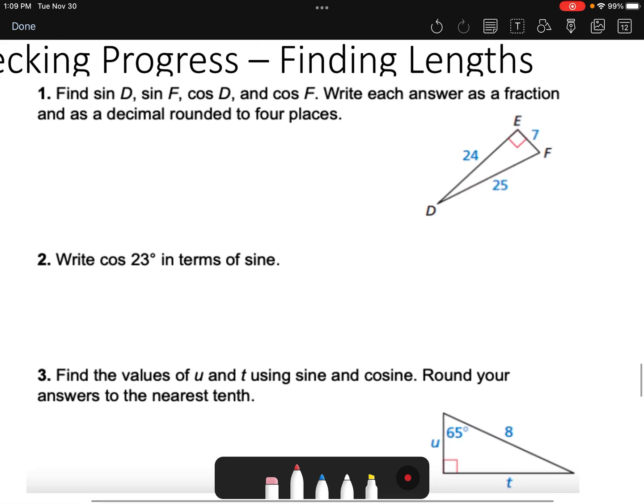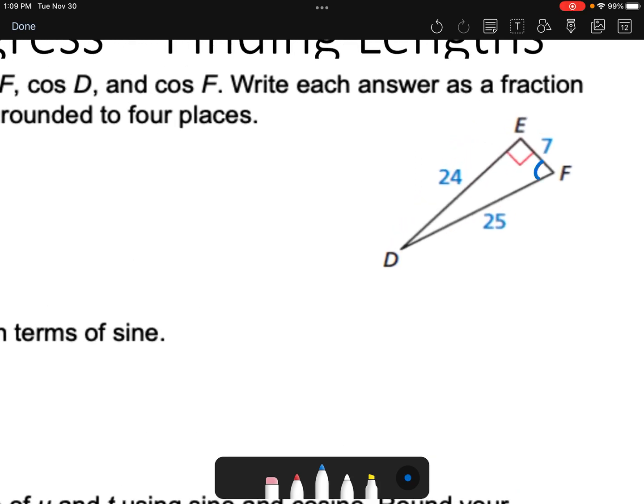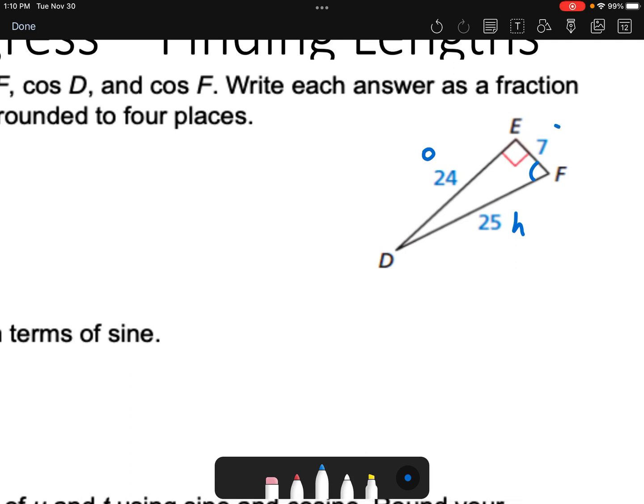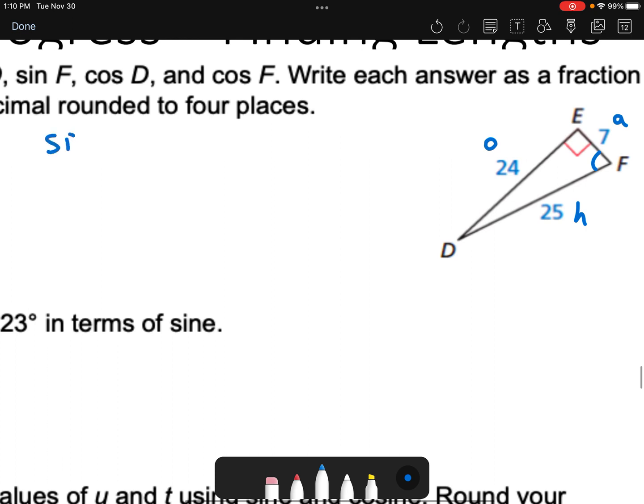So let's see if we can find the following: sine of D, sine of F, cosine of D, and cosine of F. So let's first take F. The hypotenuse is the same, it's 25. So if we take F, 24 would be opposite and 7 would be adjacent. We know that sine is opposite over hypotenuse, so 24 over 25. And we know that cosine is adjacent over hypotenuse.